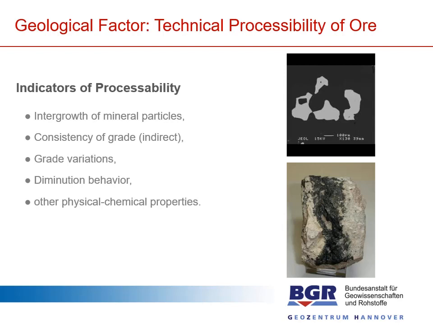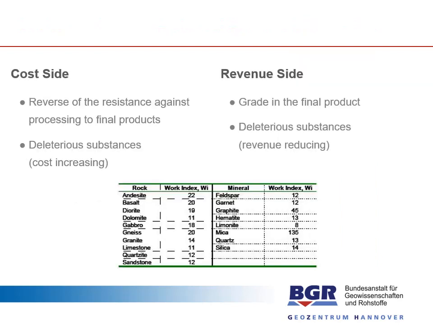Other factors that are of importance for the technical processability are the diminution behavior of the ore to the host rock and other physical and chemical properties of the ore and also of the host rock. Because on the cost side you have the resistance against processing to final products, and also on the bad side of the cost side are deleterious substances which are cost increasing. On the revenue side you have other obstacles like the grade in the final product should of course be as high as possible, and deleterious substances which are revenue reducing. You should try to avoid getting these deleterious substances into your final product.